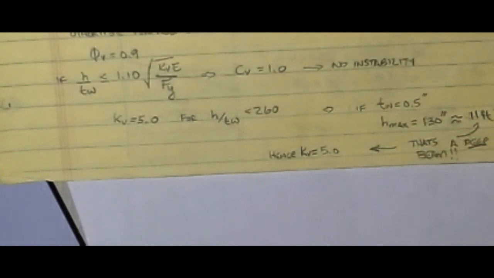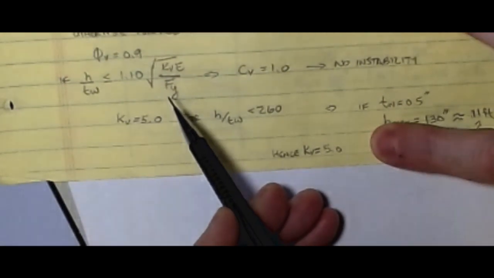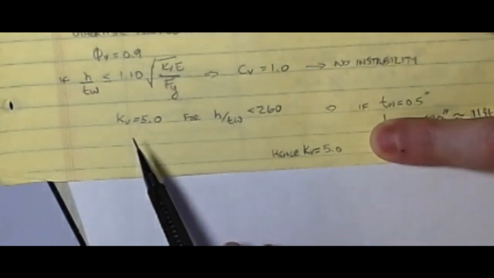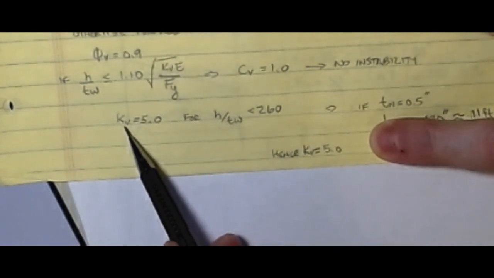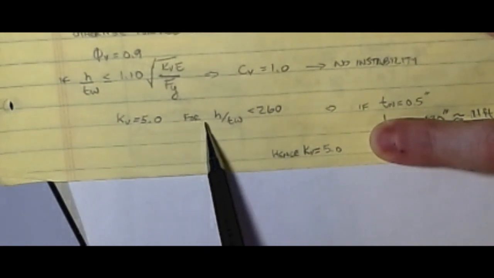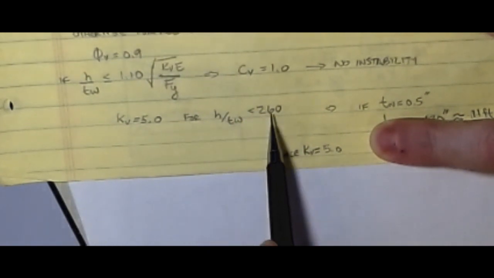So anyway, as we were saying, if our h over tw ratio is less than that 1.10 times the square root of KvE over Fy, then Cv is 1.0, that means that there was no instability, and that the K factor, that Kv value, that's showing up in the upper part of this equation, is equal to 5.0 for all cases where h over tw is less than 260.